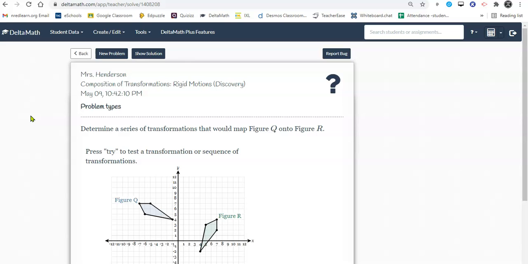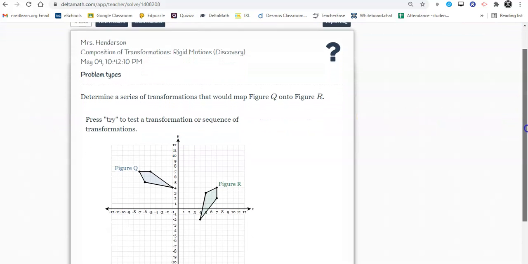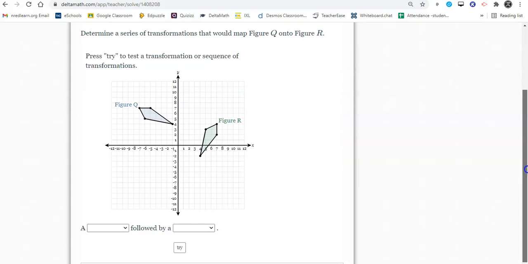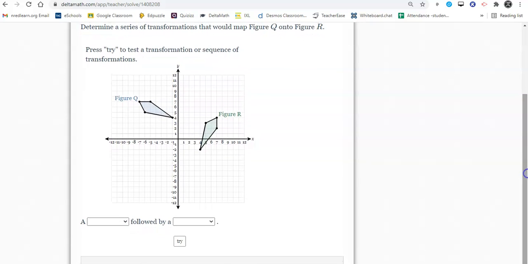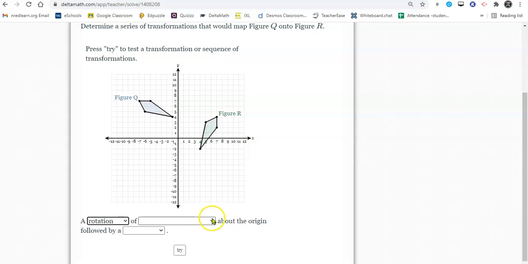And the third one is a discovery lesson, which means that I want you to do some guessing and checking. And you don't have to get it right on your first attempt. You can type in lots of different choices down here. So if you're starting from this blue figure Q and you want to get it over to R, and you're thinking, oh, that's a rotation, then you simply choose the word rotation. And then you choose which direction you think it's going and how much it's going. Let's say it goes 90 degrees clockwise.